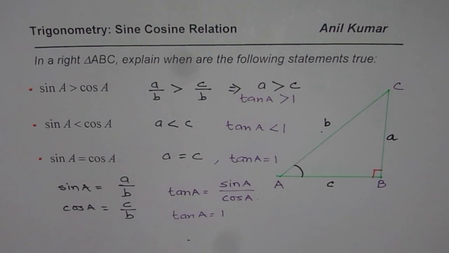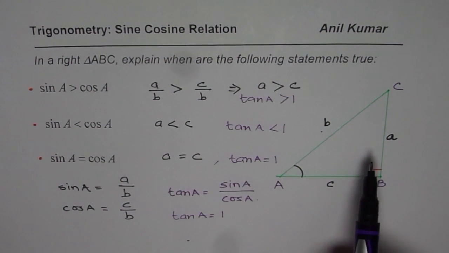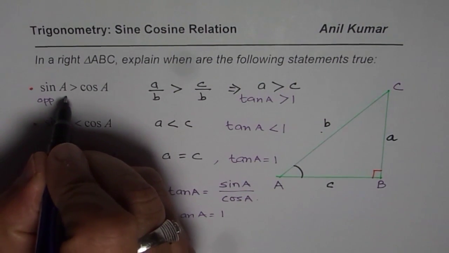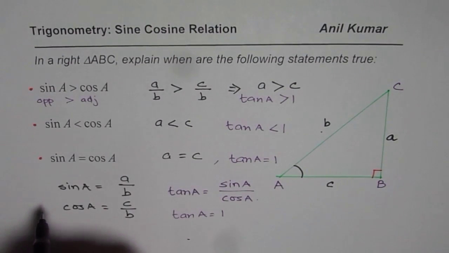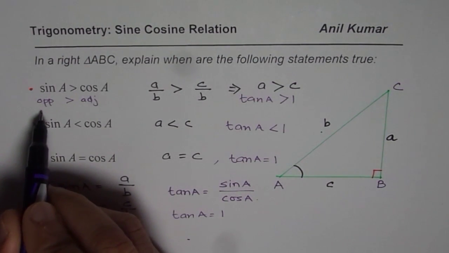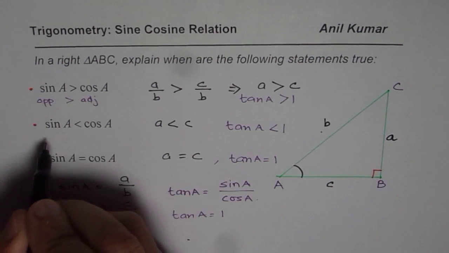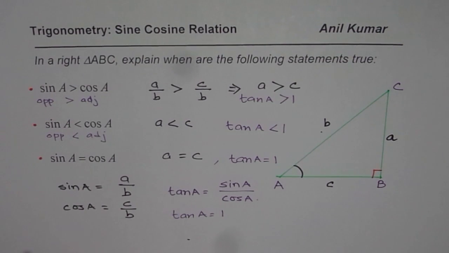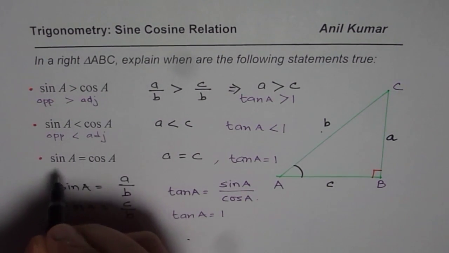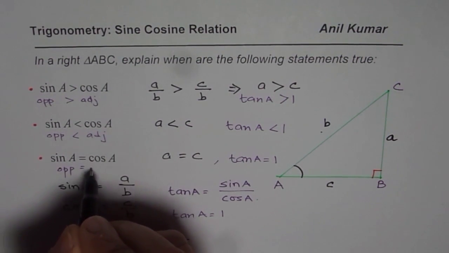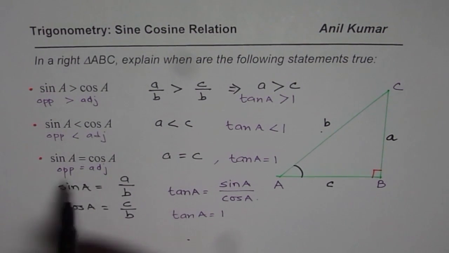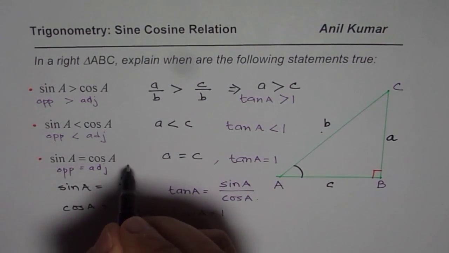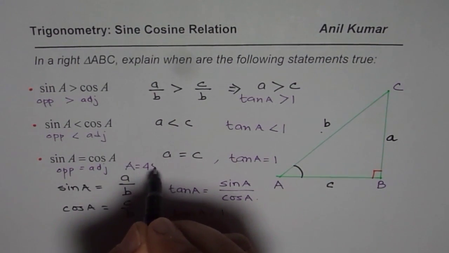So there are different ways to explain it. Or you can write in terms of opposite and adjacent side. You can say opposite side is greater than adjacent side, right? Since both are ratios to hypotenuse. If it is less, then we say opposite side is less than adjacent side in a right triangle, right? If they are equal, that means opposite side is equal to adjacent side, right? If they are equal, we are talking about an isosceles triangle where angle A is equal to 45 degrees, correct?